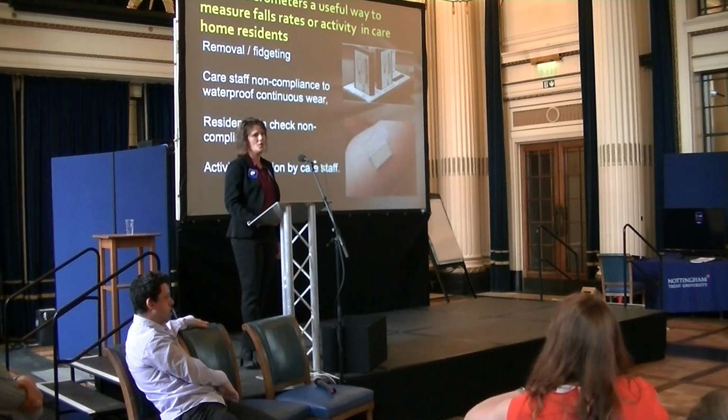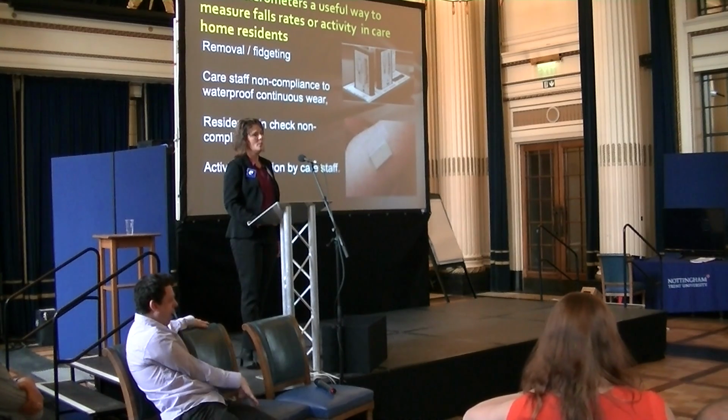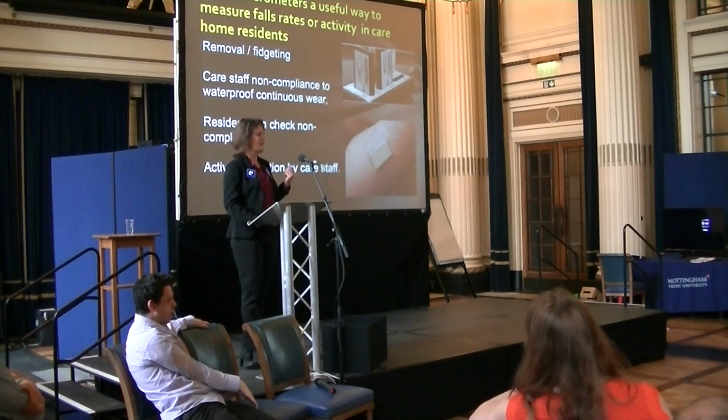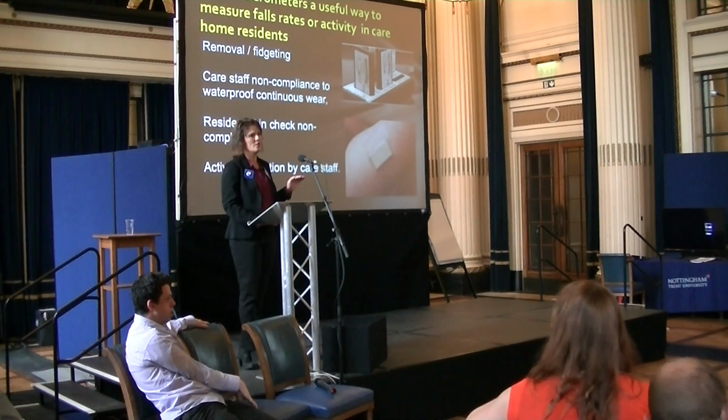A lot of people say you can use an accelerometer to see if someone's fallen over. I don't know if there's anyone in the room that's tried them, but we've really struggled with this. So this is one area. These accelerometers are called activPALs, and we attached them to people's thighs and they wore them continuously.